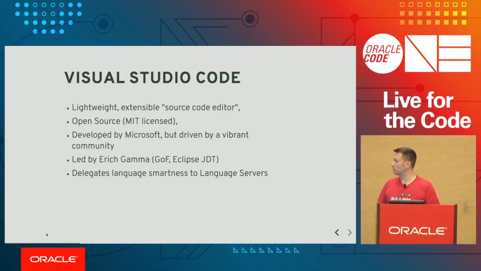Visual Studio Code defines itself as a lightweight, extensible source code editor. It's open source, developed by Microsoft, but is driven by a vibrant community. The project itself is led by Erich Gamma. If you don't know who Erich Gamma is, he's a member of the Gang of Four, who wrote the design pattern book. And he is also known for developing the Eclipse JDT project. So he basically wrote Eclipse back in the day. He and his team, now working for Microsoft, know something about IDEs.